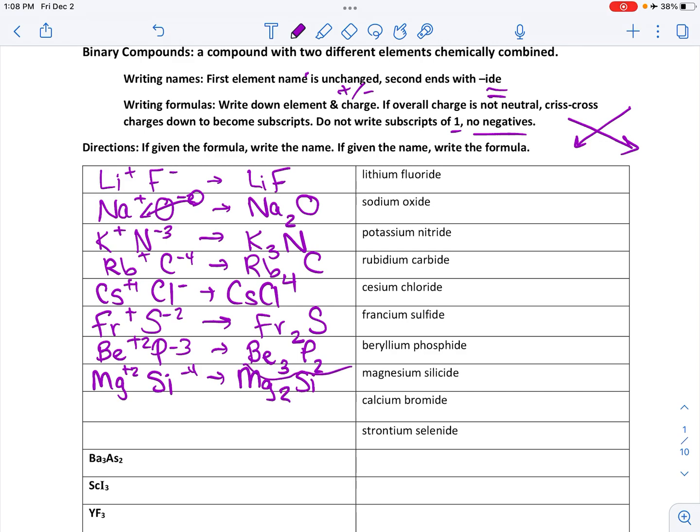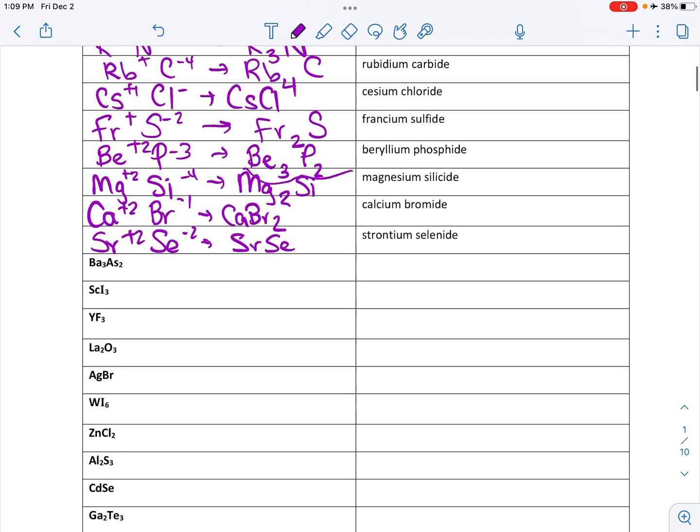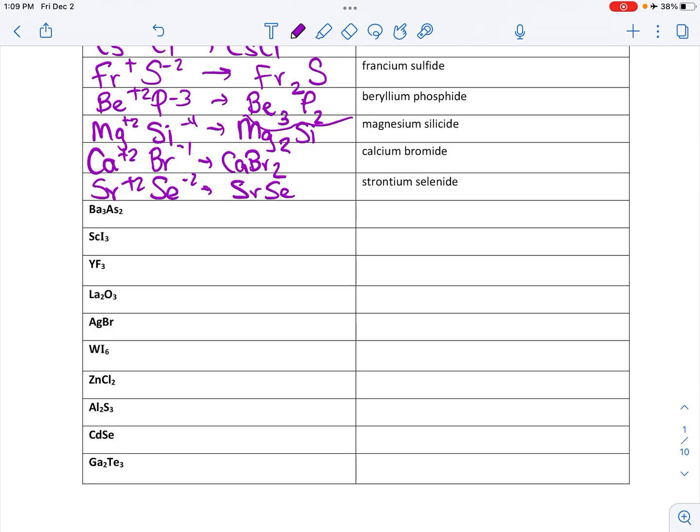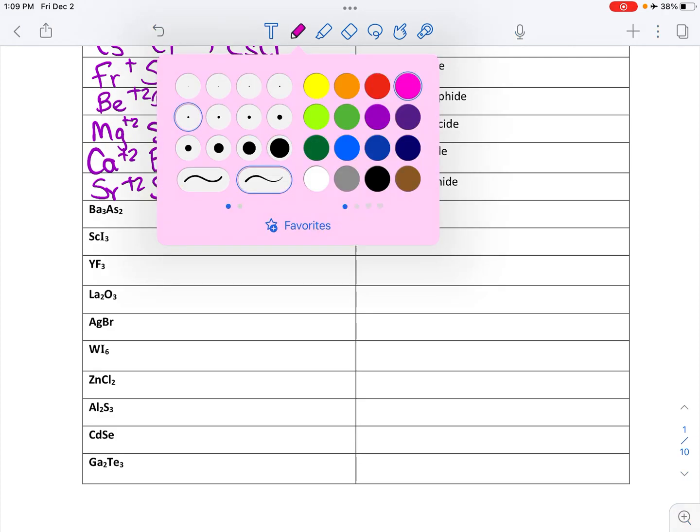Calcium is Ca+2. Bromide, Br-1. So we have CaBr2. Finally, strontium is Sr+2, and then selenium is Se-2. So that's neutral, so we have just SrSe. Notice, final formulas do not include any charges. So you shouldn't have any charges in your final formula. Let's just do a different color here.